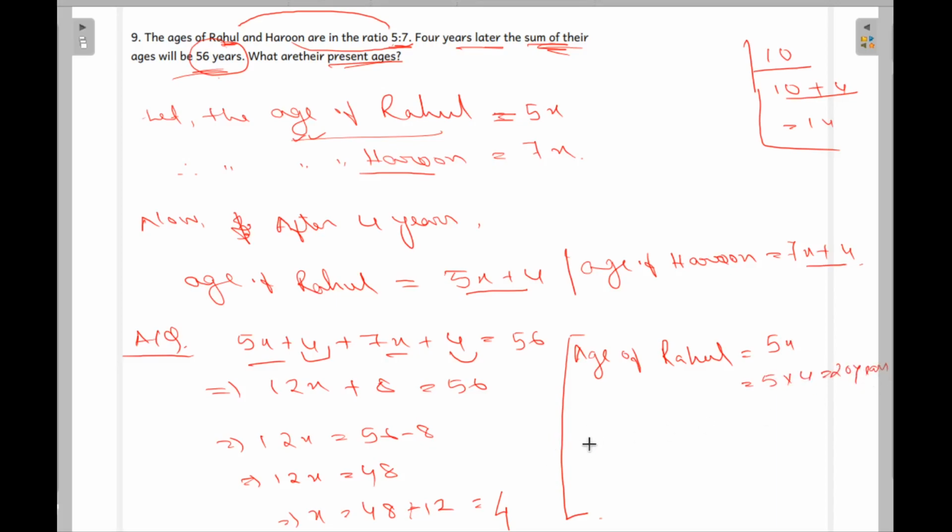And the age of Harun is equal to 7x. That means 7 multiplied by 4 equals 28 years. I think up to here it is clear to you. It's a very simple sum. Now move to question number 10.